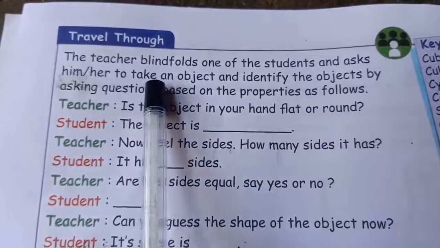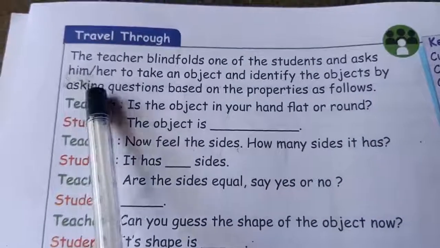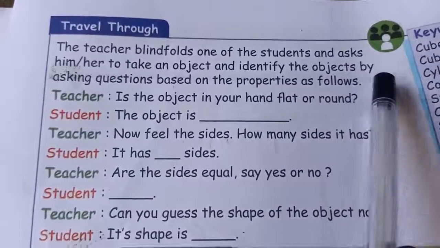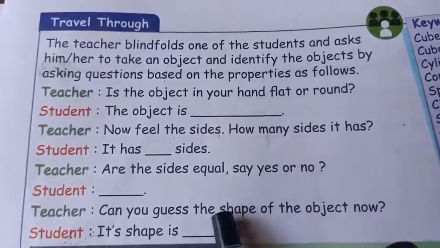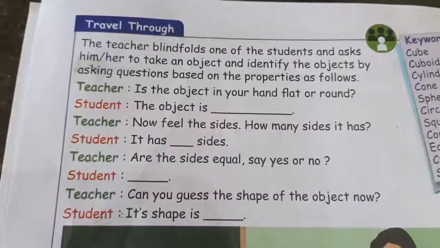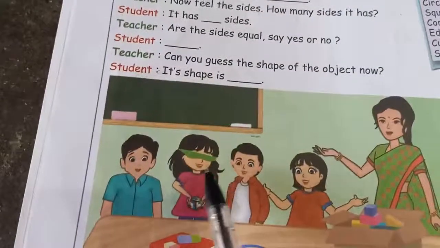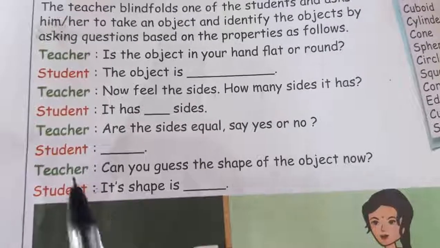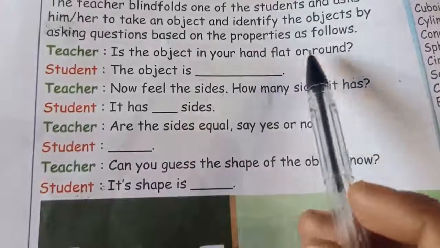The teacher blindfolds one of the students and asks him or her to take an object and identify the objects by asking questions based on the properties as follows. Okay, see, blindfolding means what? See, this is blindfolding. See the conversation. Teacher said, is the object in your hand flat or round?